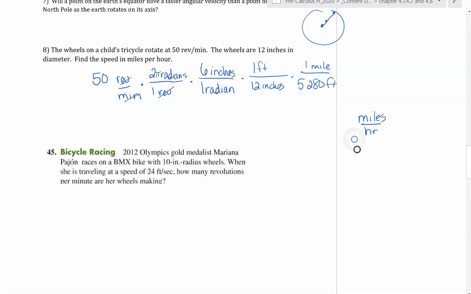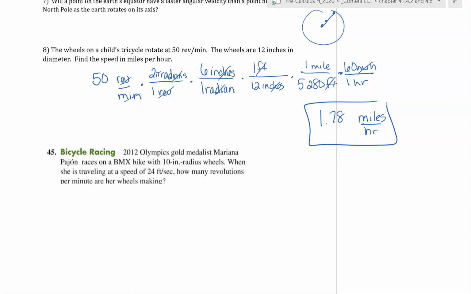So we need 60 minutes in 1 hour. So let's see, the minutes canceled to 1, and we have miles, the feet canceled to 1. So notice that if you multiply 50 times 2 pi times 6 divided by 12 divided by 5,280 and multiply by 60, you will get 1.78 miles per hour. So we just changed an angular speed into a linear speed. Okay, let's take a look at the next example.